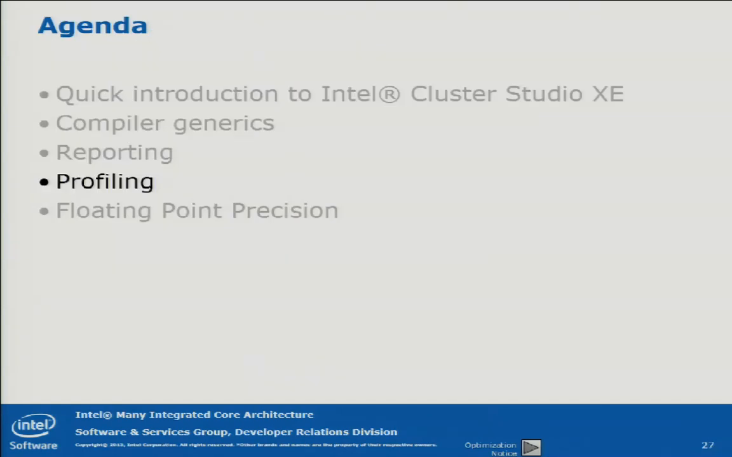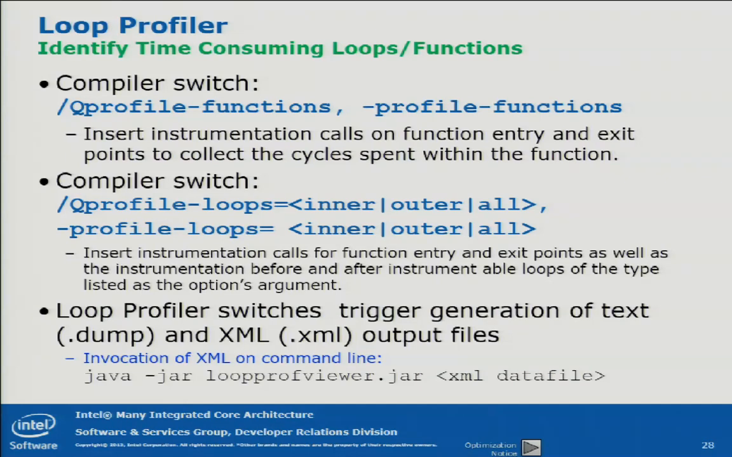Okay, profiling. So what is going on in your code? We have a tool called Loop Profiler. It's basically two tools, one in the compiler and one additional tool. So you tell the compiler to either profile functions or profile loops. And what the compiler does, like in the profile guided optimization, is create a special version of your binary code that actually records what functions are called and how many loops are executed and how often those loops are executed.